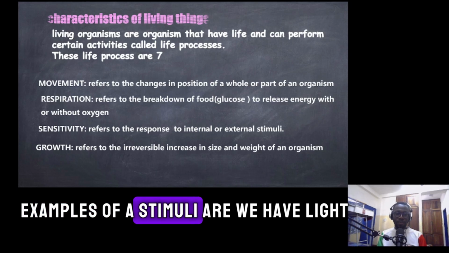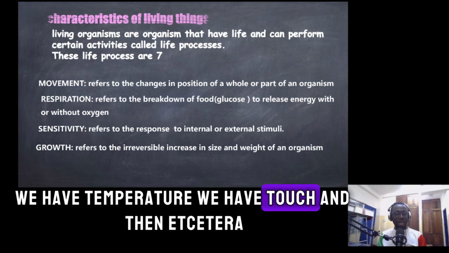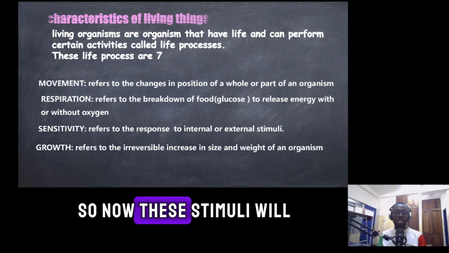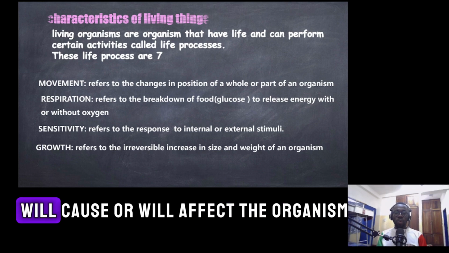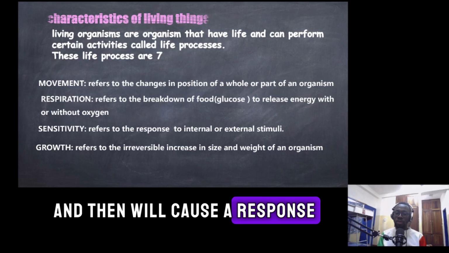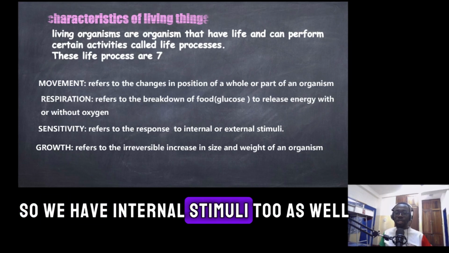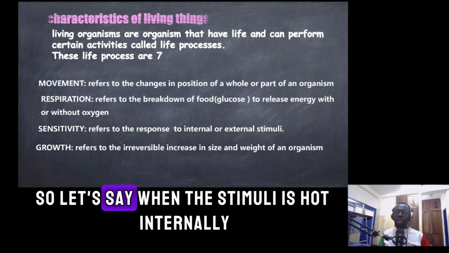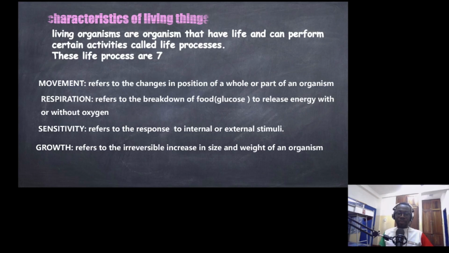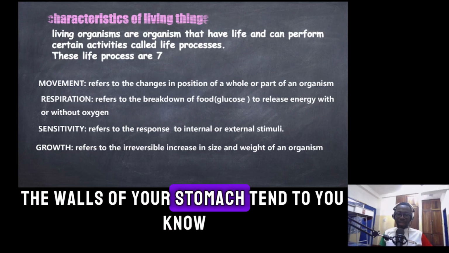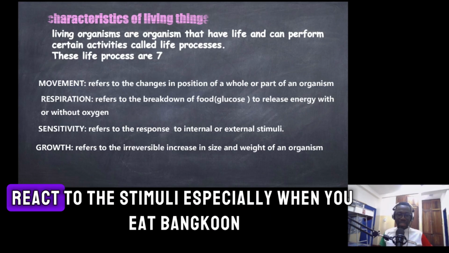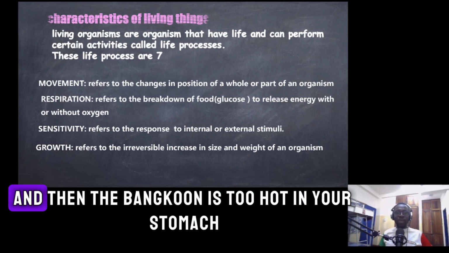Examples of stimuli are light, temperature, touch, and so on. These stimuli will affect the organism and cause a response. We have internal stimuli as well. So let's say the stimulus is hot internally, and the walls of your stomach tend to react to the stimulus, especially when you eat banku and the banku is too hot in your stomach.